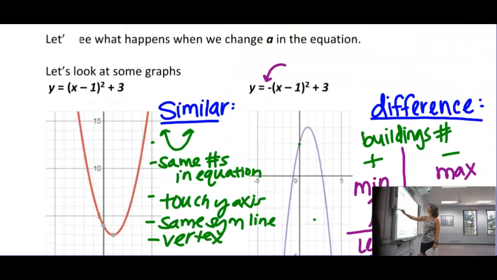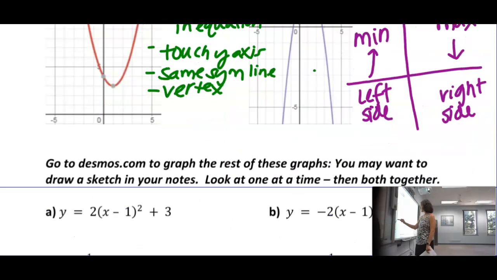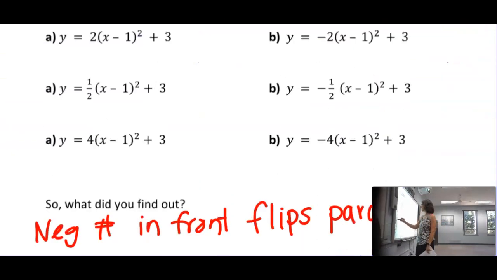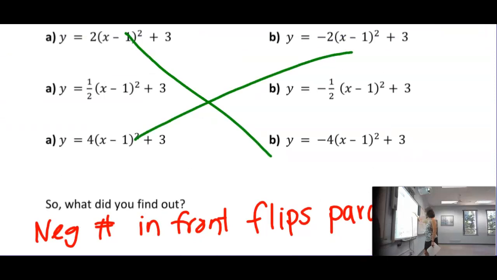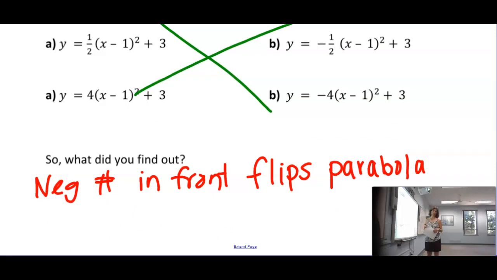But if you look at what's different in that equation, it's this little guy right here, this little imaginary negative 1. So the negative changes it from being a minimum to a maximum. It changes the direction, okay? So these would be specific graphs that I don't want you to do. But a negative in front flips the direction of the parabola, okay? Negative in front flips the parabola. Good. Turn the page.